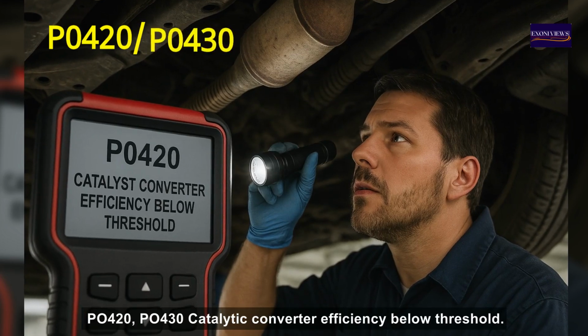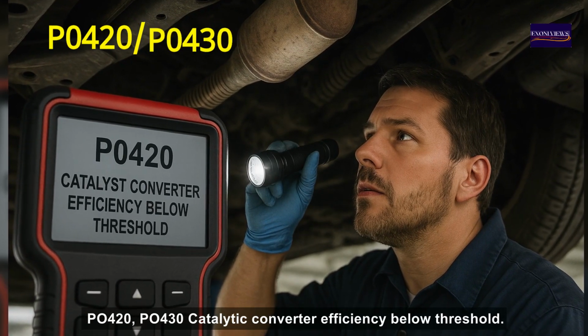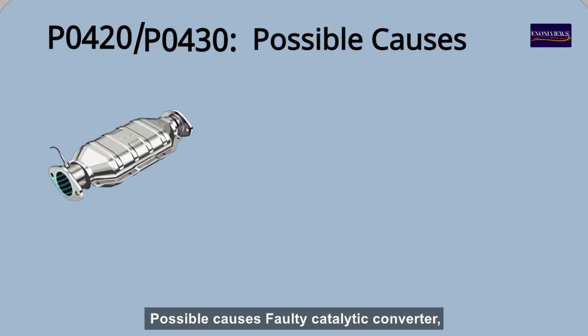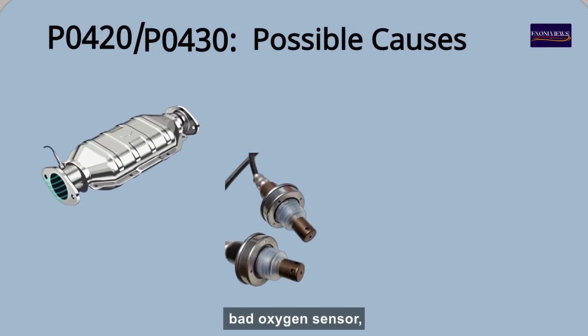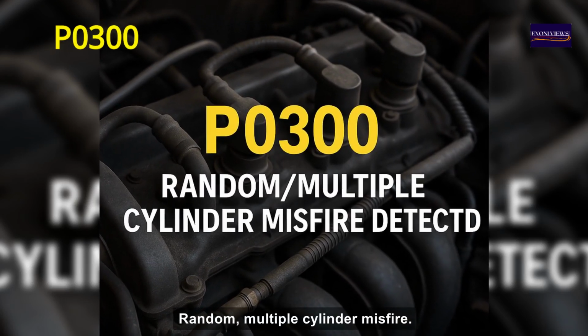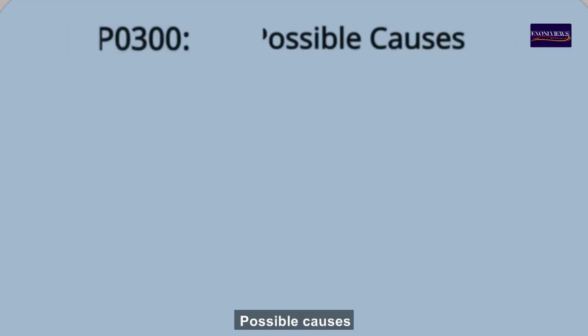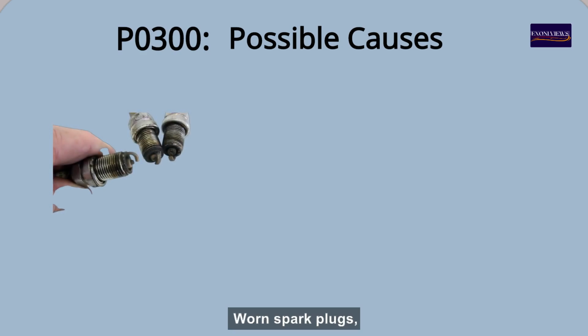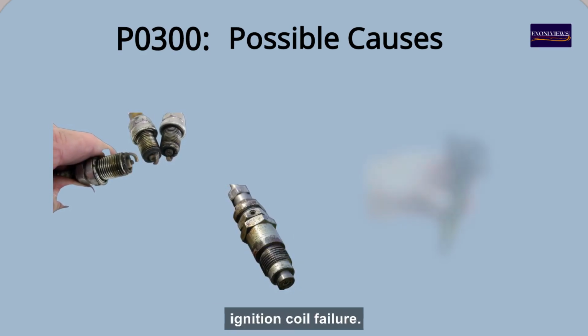P0420, P0430. Catalytic converter efficiency below threshold. Possible causes: faulty catalytic converter, bad oxygen sensor, exhaust leaks. P0300. Random, multiple cylinder misfire. Possible causes: worn spark plugs, defective fuel injectors, ignition coil failure.